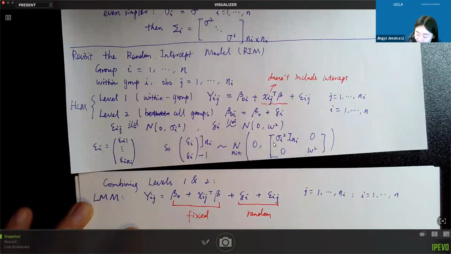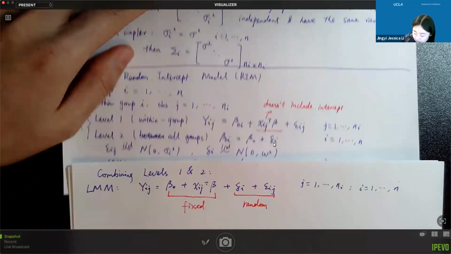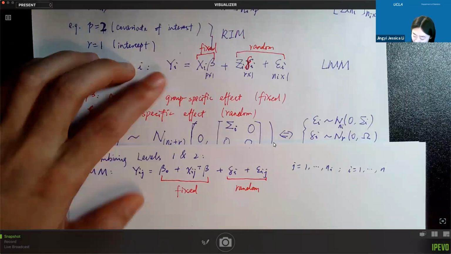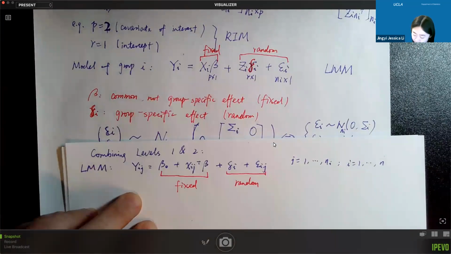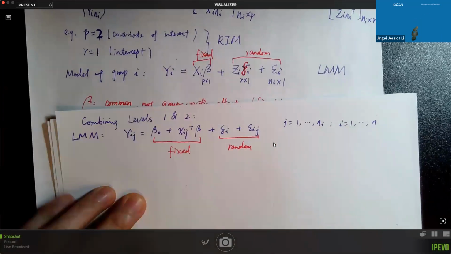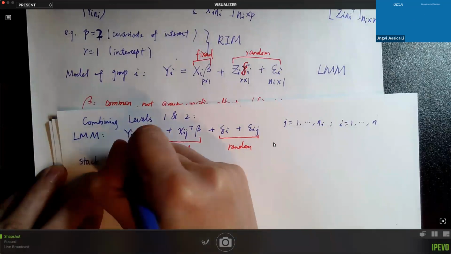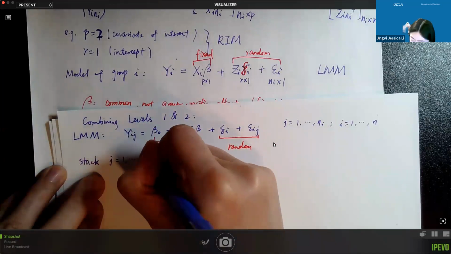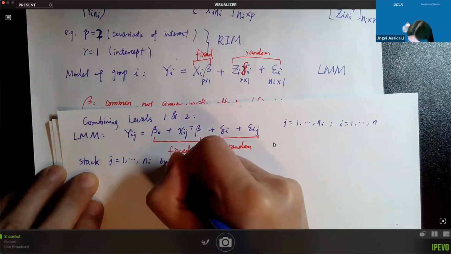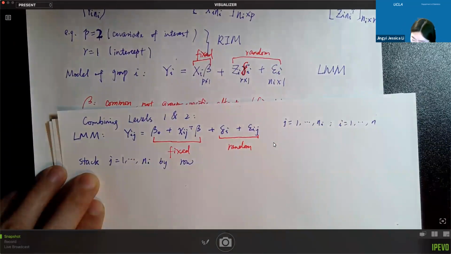Okay, and writing it this way, you see we have a better connection with what's out here. So this is just a scalar form, but if I put it into a matrix form, then what I do is stack j from 1 to Ni by row. I stack this equation Ni times, by Ni rows.